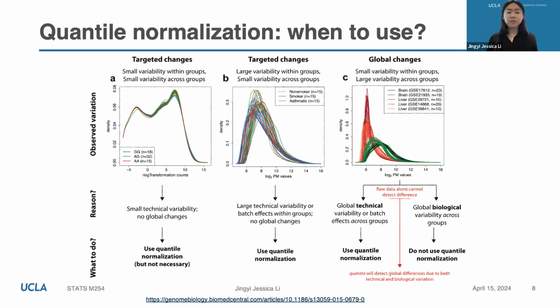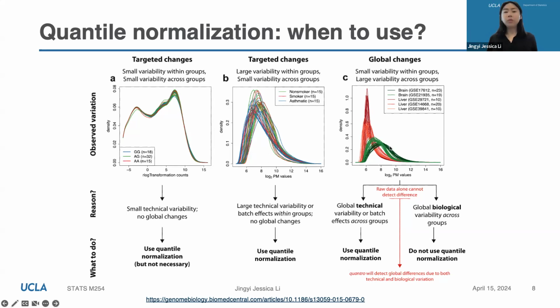Okay, then why do we want to do this? So this paper, which I found very interesting, introduced a way to help you decide whether quantile normalization is appropriate. So in short, basically the authors' message is that you could use quantile normalization for the first 2 cases, but you don't want to use it for the last case.